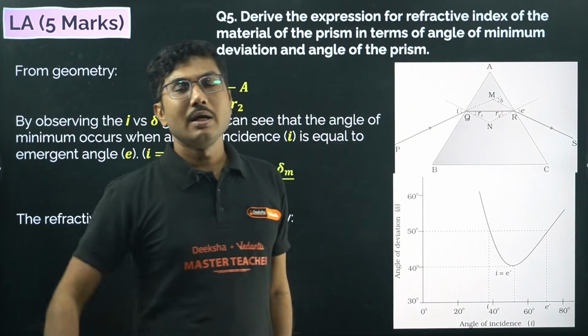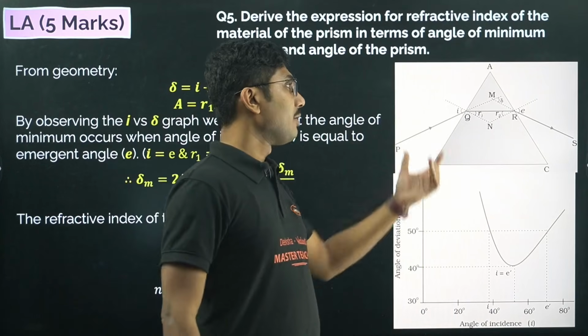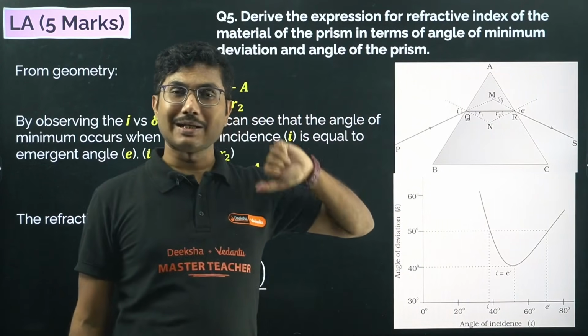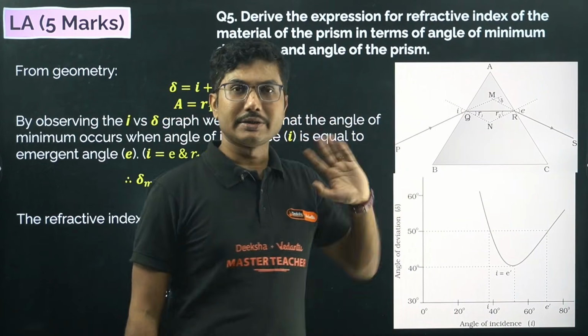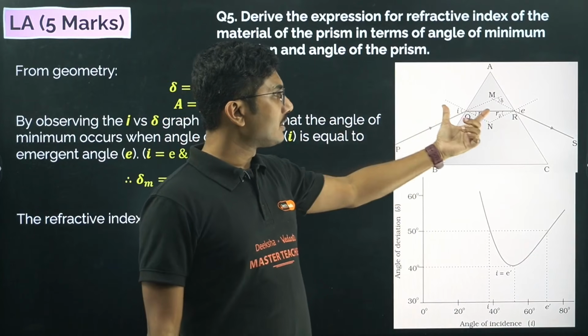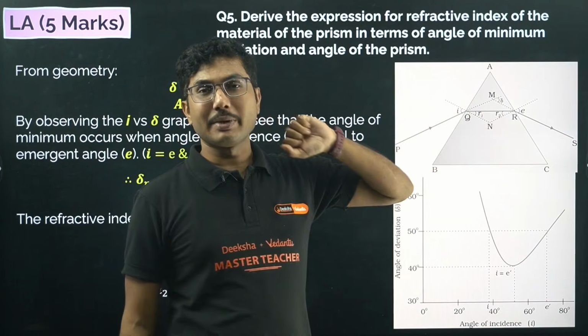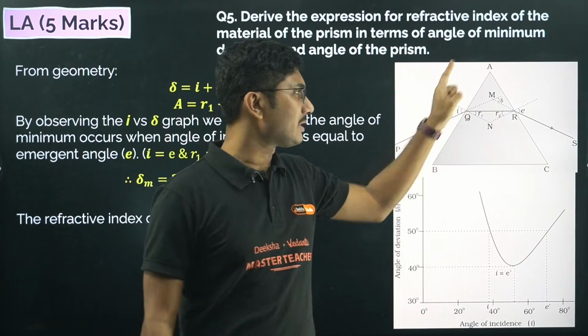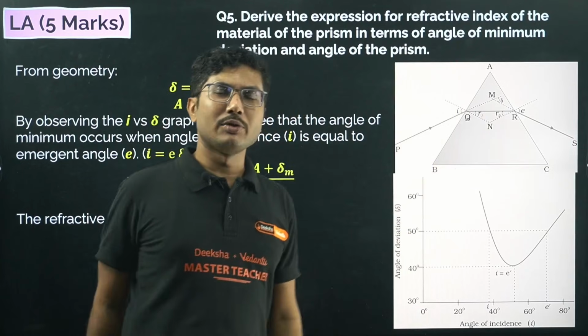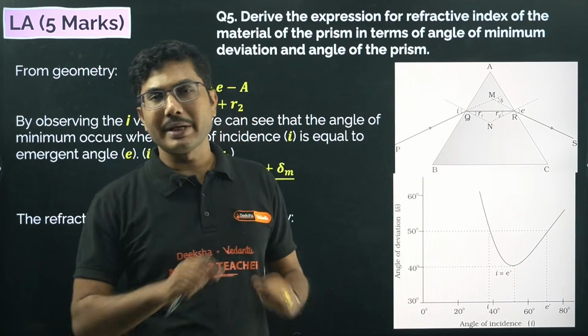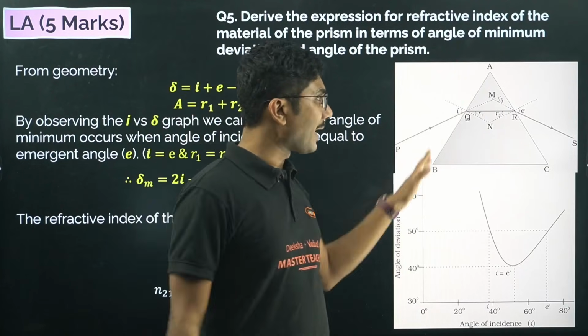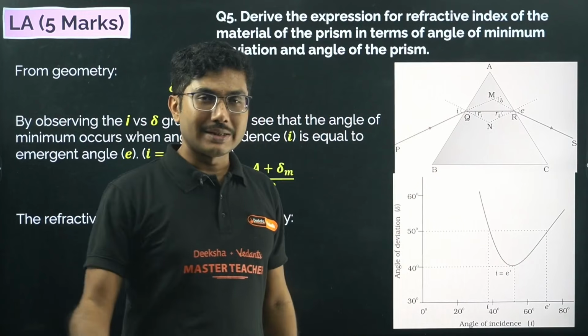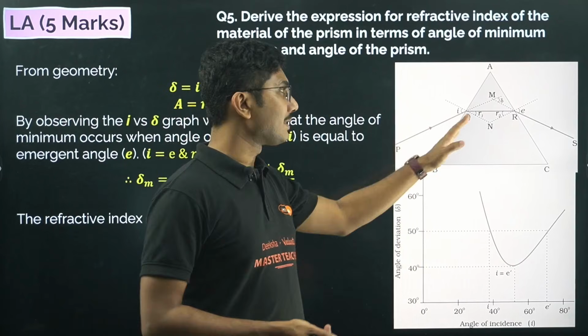Students only skip this derivation because of the diagram. Otherwise the mathematics and answer are very easy. Because they have to draw the diagram, students skip it, but you have to practice the diagram. You cannot just simply see it and in the exam directly draw the diagram. You will make a lot of mistakes. You have to practice the diagram using your pencil and paper. Okay, so practice the diagram.